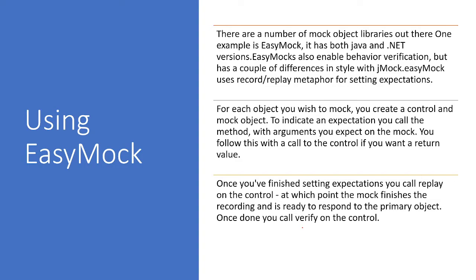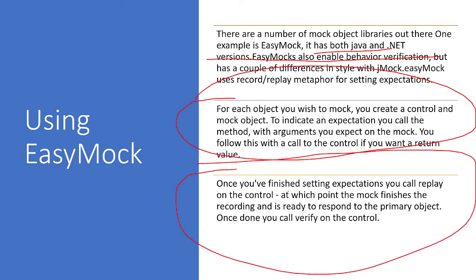So we can use EasyMock. There's a number of mock object libraries out there. One of the examples is EasyMock. It has both Java and .NET versions. EasyMock also enables behavior verification, but it has a couple of differences in style with JMock. With this, for each object you wish to mock, you create a controller mock object to indicate any expectation. You call the method and arguments that you expect. Once you finish setting expectations, you can replay on the control, at which point the mock finishes the recording and is ready to respond to the primary object. It's great. It's pretty versatile.